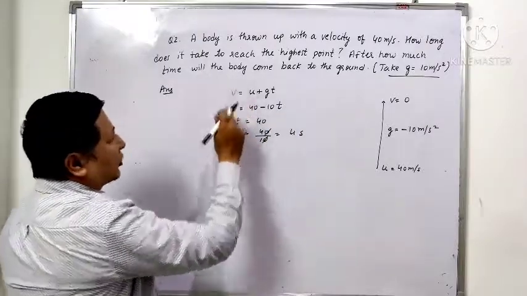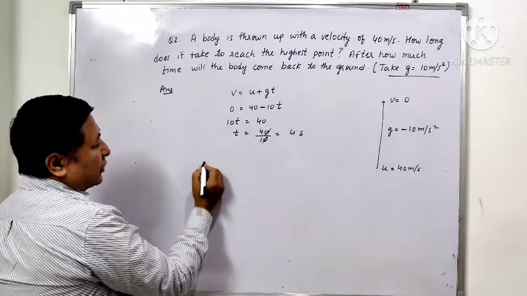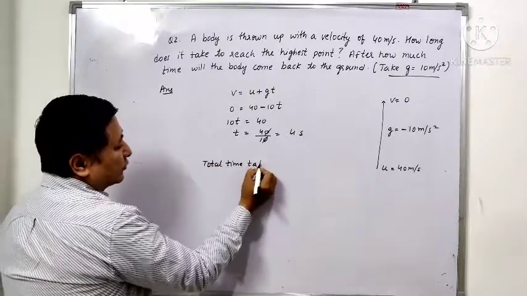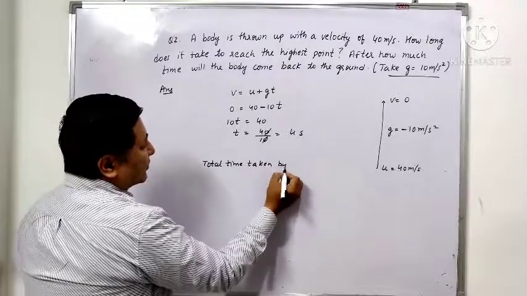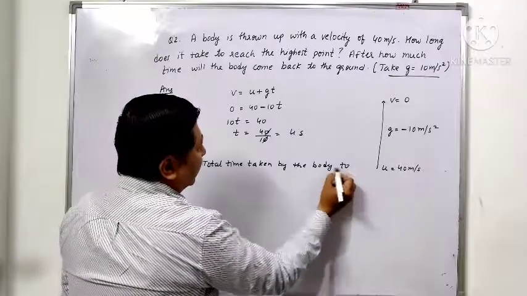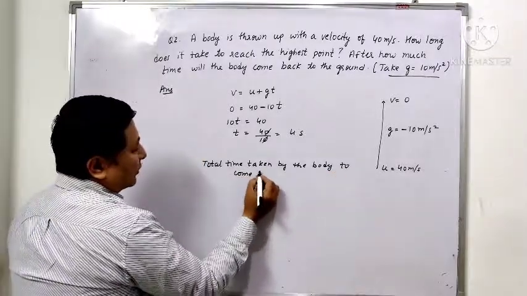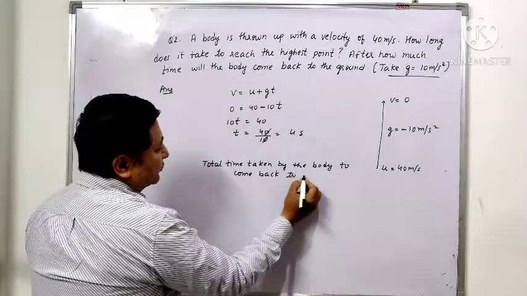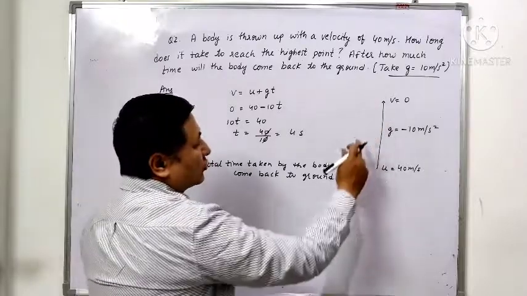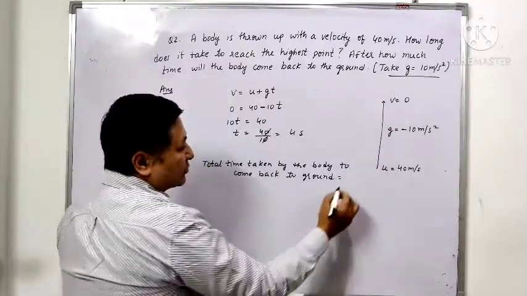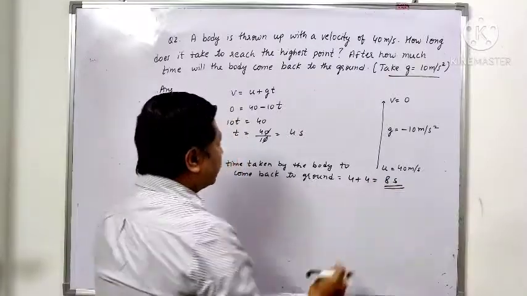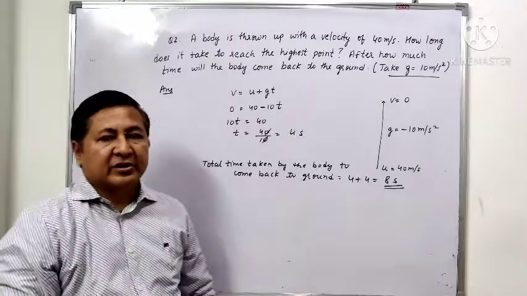Now one more thing we have to find. After how much time will the body come back to the ground? So the total time taken by the body to come back to the ground will be equal to, because it will take 4 seconds to go up and 4 seconds to come down, 4 plus 4, that is equal to 8 seconds. The total time taken by the body to come back to the ground is 8 seconds.